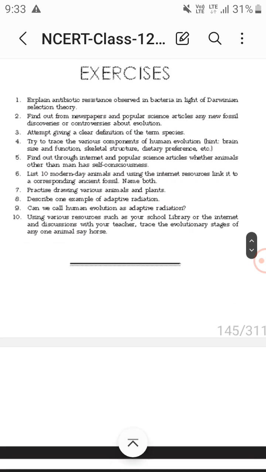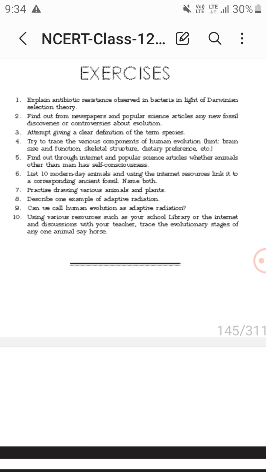Find out through the internet and popular science articles whether animals other than man have self-consciousness. Not only human beings have self-consciousness. List modern day animals and, using internet resources, link them to the corresponding ancient fossil name as well.